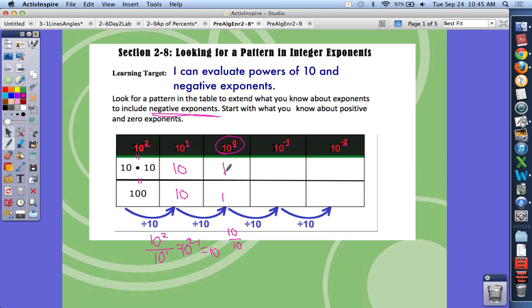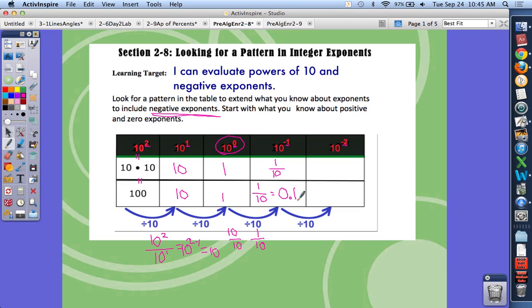So keep going. Now we're going to take 1 divided by 10. What's 1 divided by 10? Well, you could leave it as a fraction. You could also write it as a decimal. 1 divided by 10 is 1/10. Think about how you say that number. 1/10 is 0.1, or 1/10. That's how you read it.